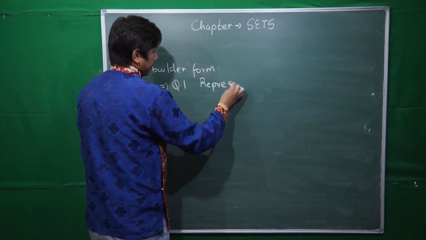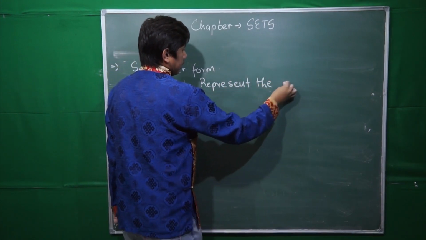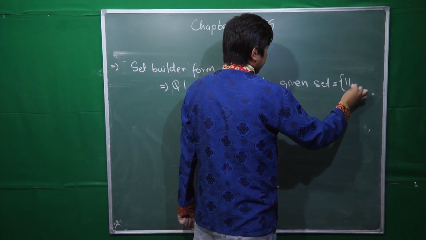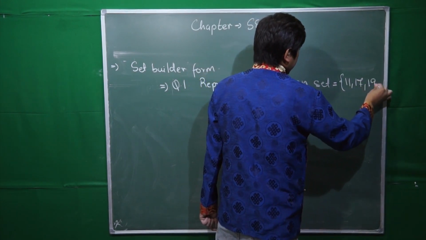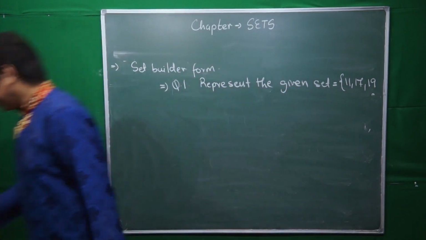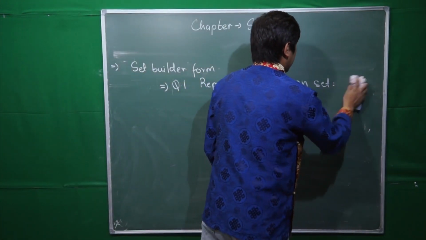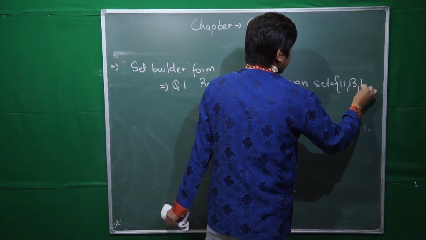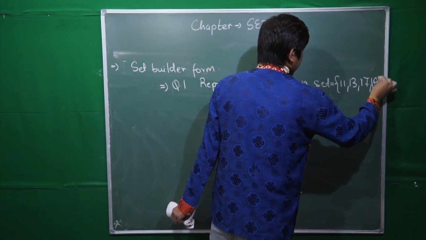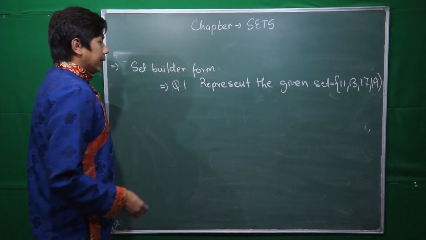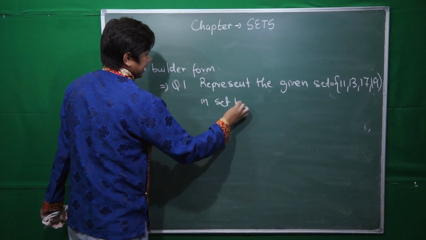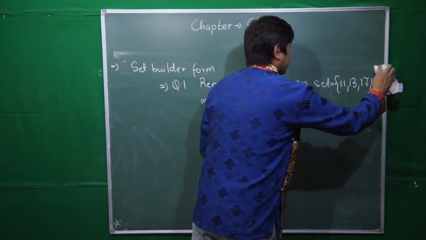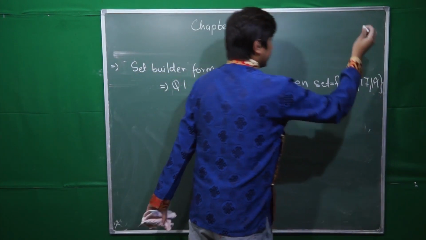Represent the given set 11, 13, 17, and 19 in set builder form. And that is the question.